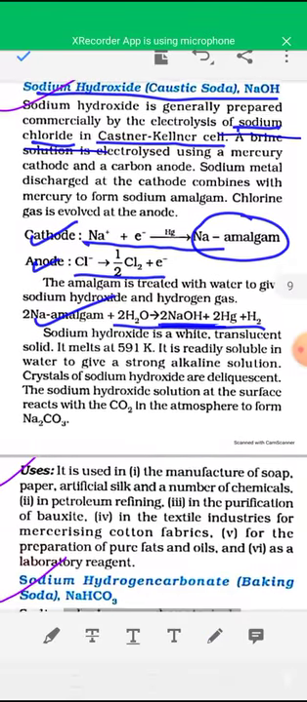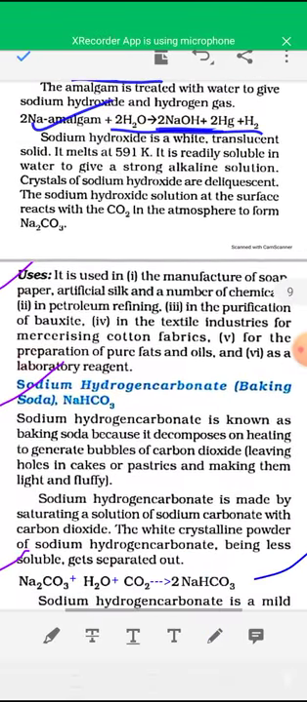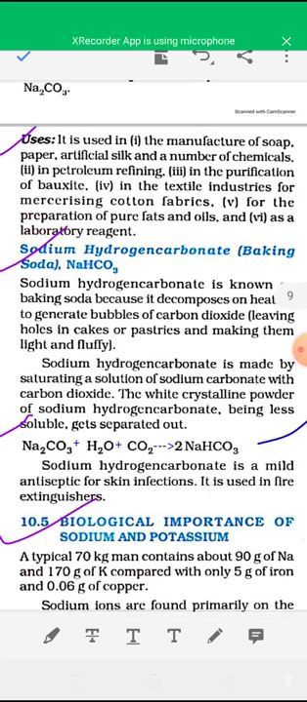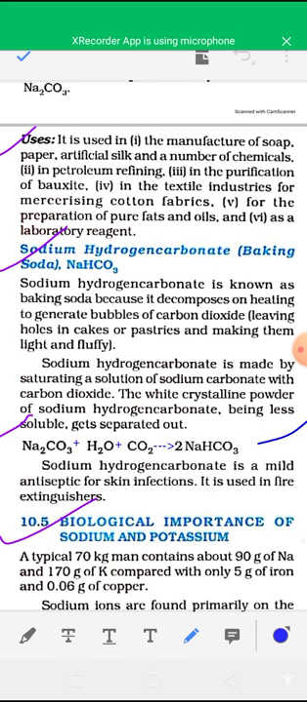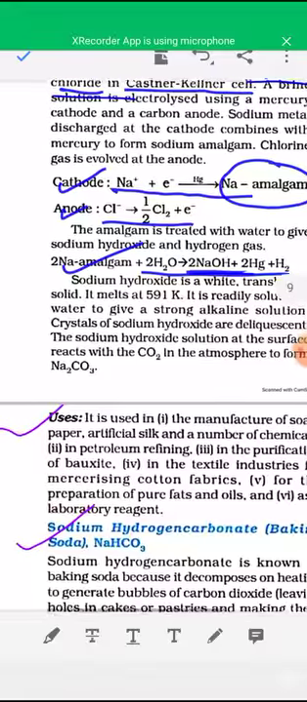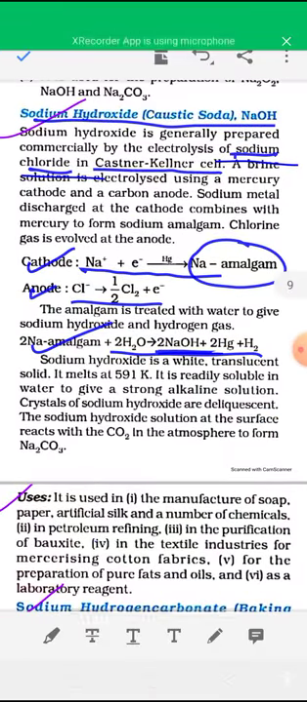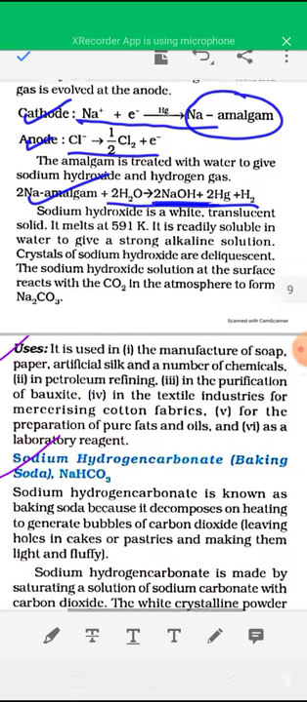Now see, sodium hydroxide is used in the manufacture of soap, artificial silk, in purification of bauxite, and in the textile industry. These are some uses of sodium hydroxide. So you can prepare sodium hydroxide from sodium chloride in the Castner-Kellner cell using electrolysis. At the cathode, sodium amalgam is first formed, and this sodium amalgam reacts with water to give sodium hydroxide.